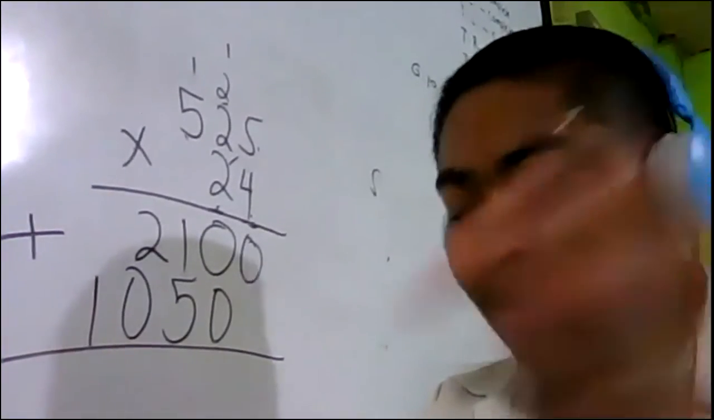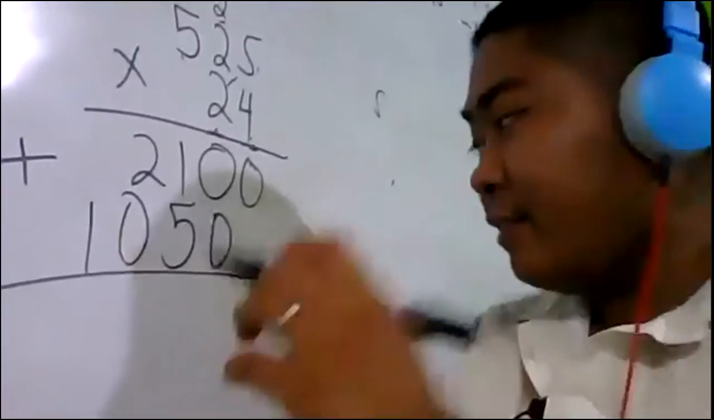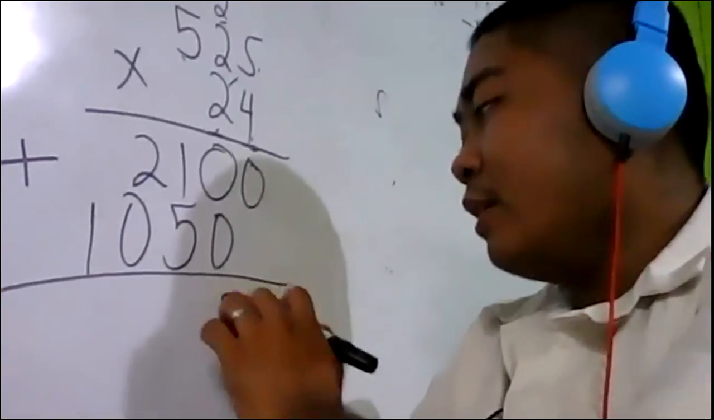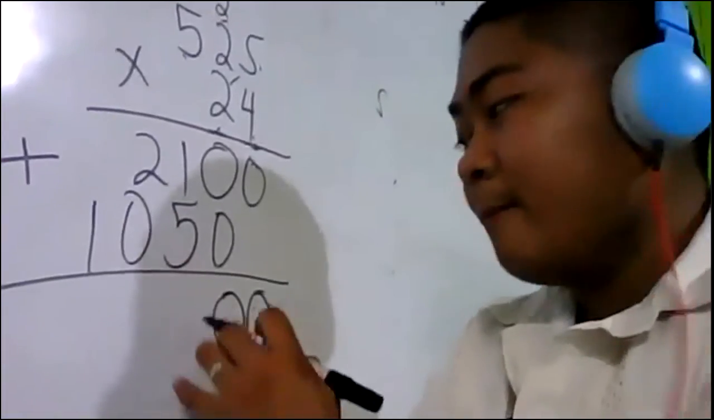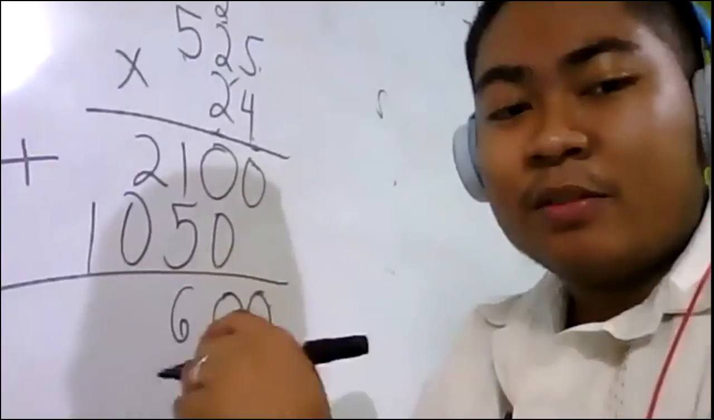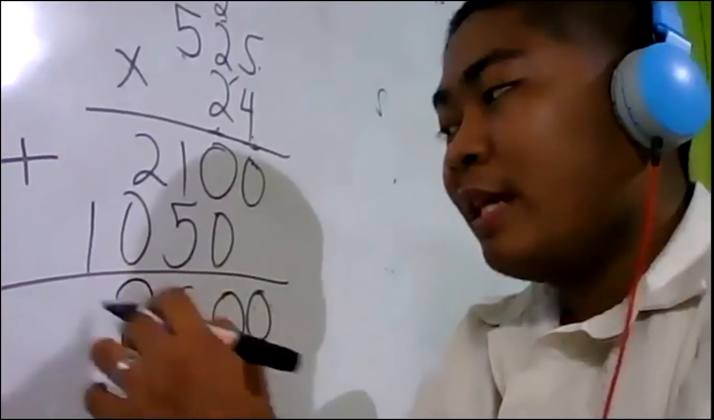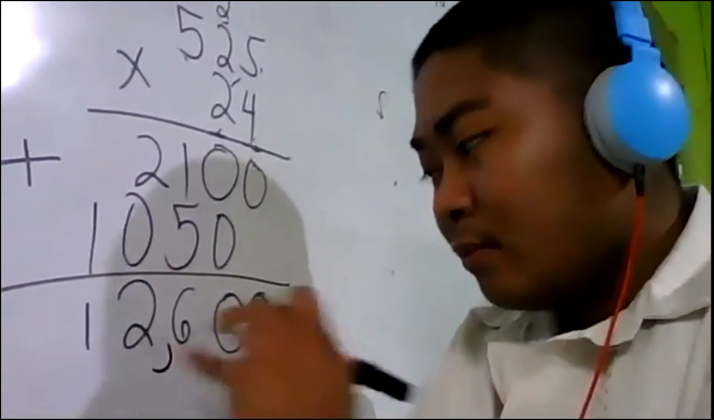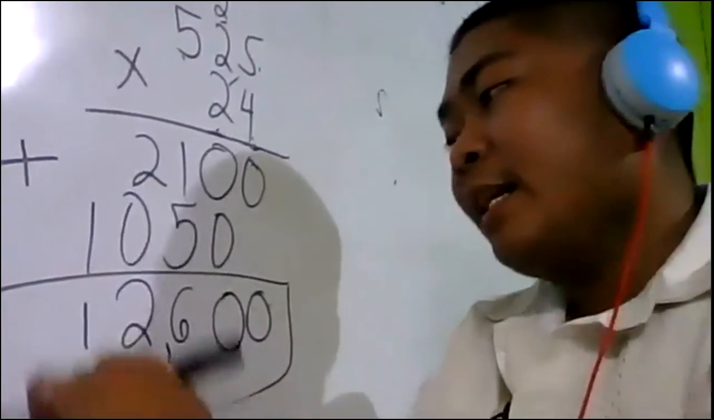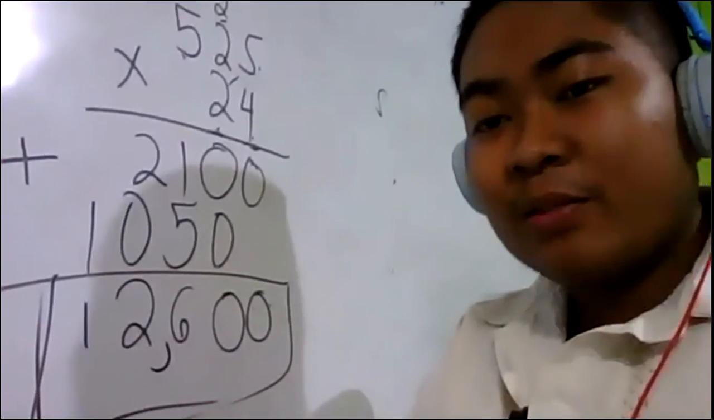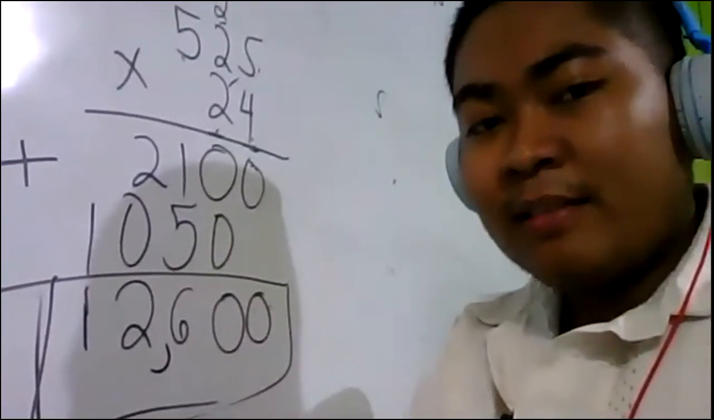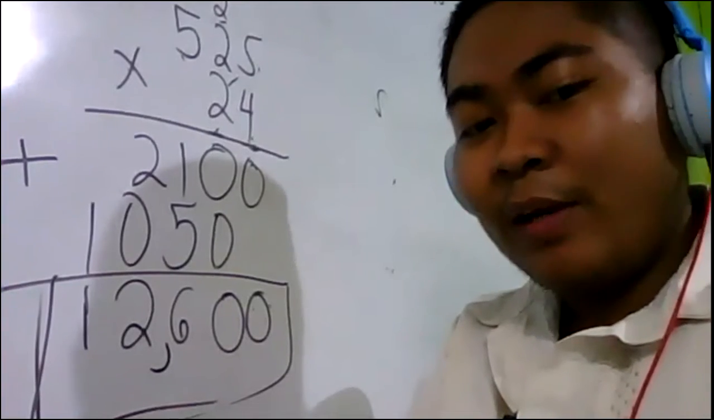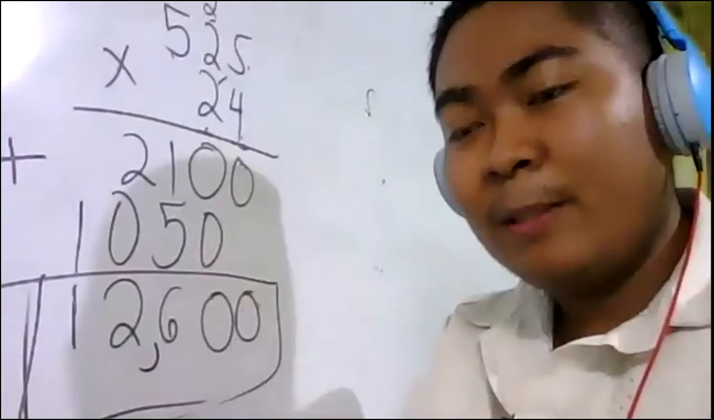Bring down 0. Okay. So therefore, the answer is, bring down 0. 0 plus 0 is 0. 1 plus 5, 6. 2 plus 0 is 2, and 2. Bring down 1. Therefore, the answer is 12,600. Okay? So, any more question in multiplication?